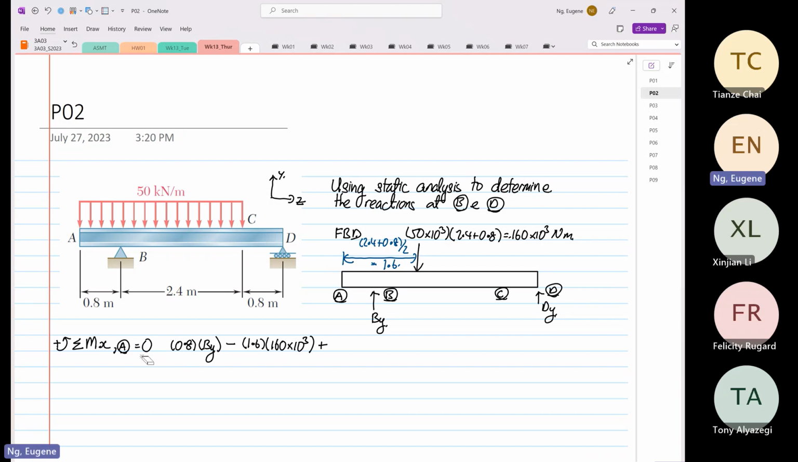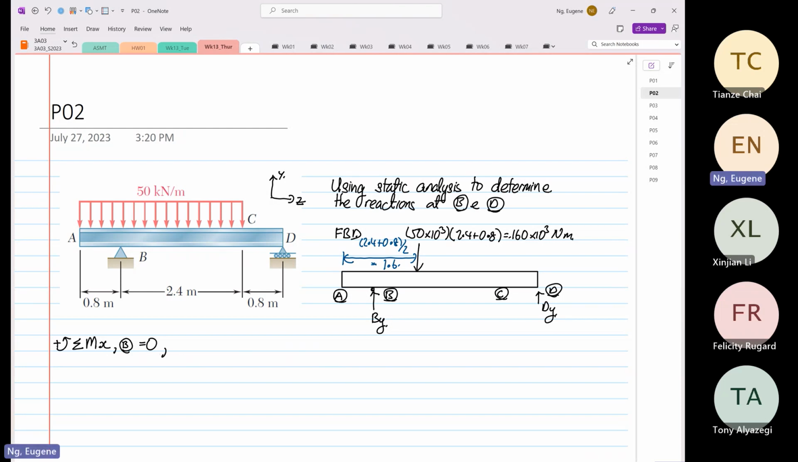Sorry, I do apologize. I should not take moment about point A. I'm forming an equation that's absolutely useless. I do apologize. Okay, we're going to do point B. Why should we not do it from point A? Because if I form the equation, I have two unknowns. I cannot solve for anything. Okay, so this whole thing is equal to 0.